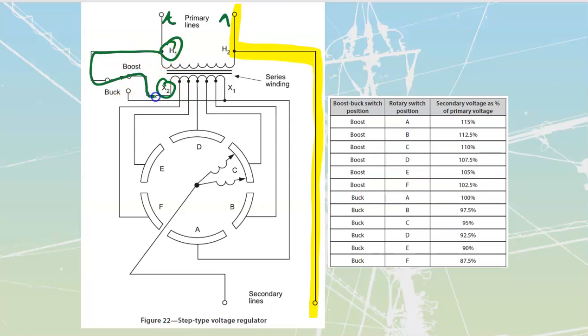We see how that switch connects over to the X2 at that point. If I would go into a bucking configuration, it would connect my H1 down to my X1 at that point. So I would have this winding over here that would be subtracting out of the value of voltage that I would have from this winding over here. You use that switch to change that connection.